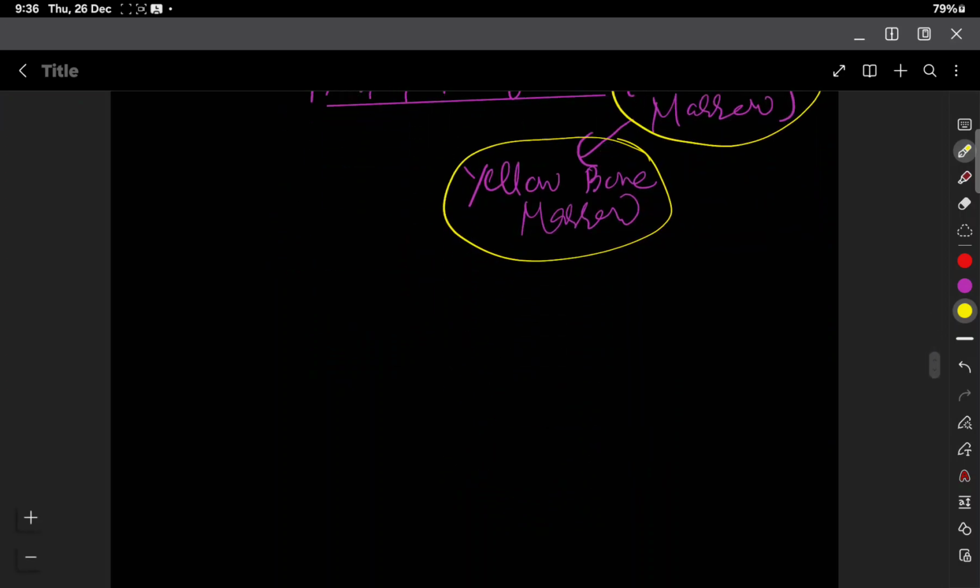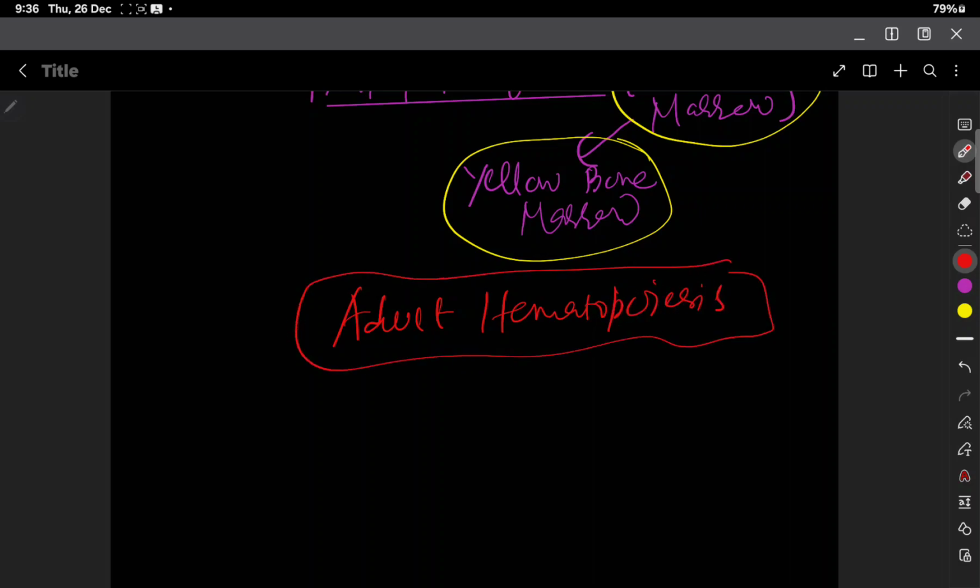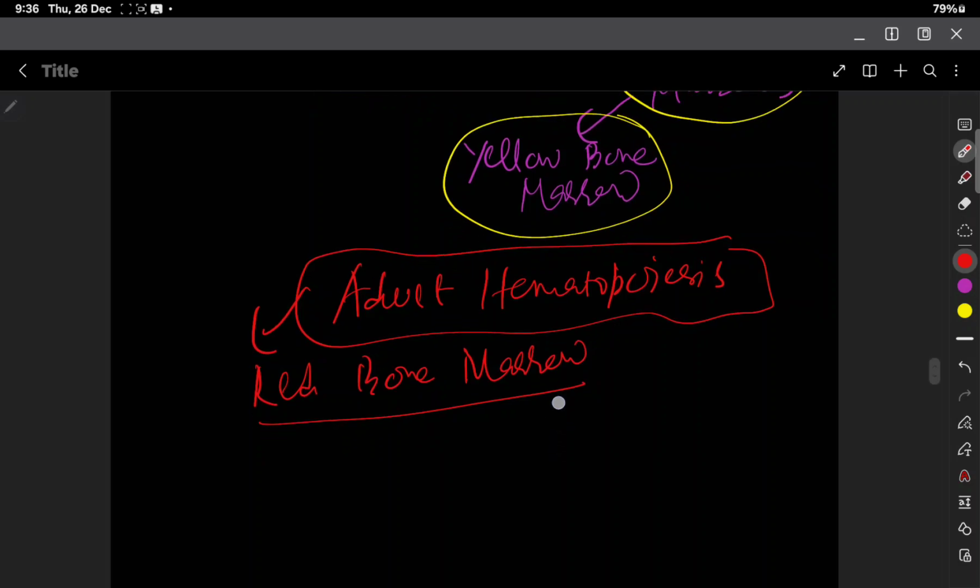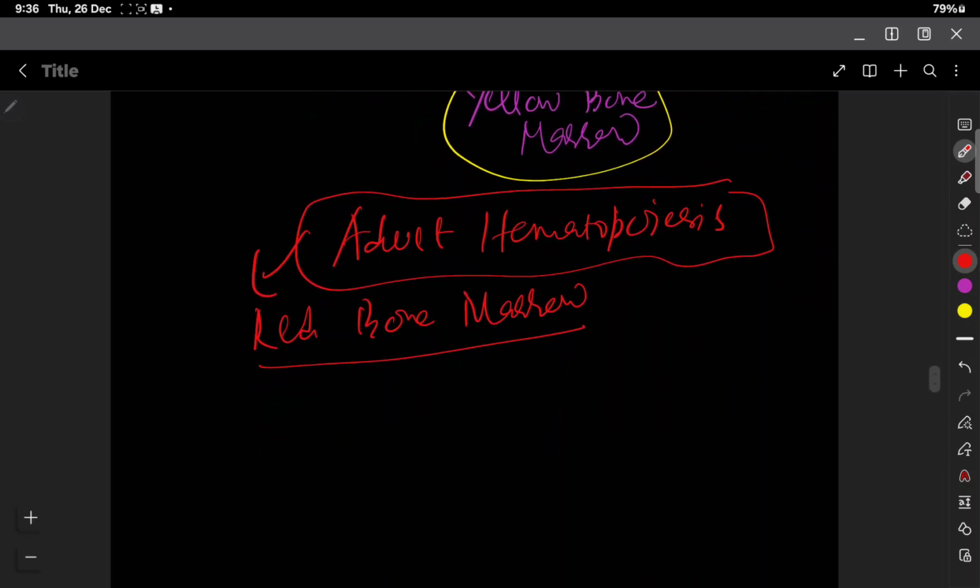Now the second one is called adult hematopoiesis. Normal adult hematopoiesis occurs within red bone marrow, as already explained. In adults, the formation of all the cellular components occurs in the red bone marrow. The increase in yellow bone marrow during aging restricts the sites of hematopoiesis to the axial skeleton and the proximal ends of long bones, generally the femur and the humerus. These are the main sites of production of blood cells.